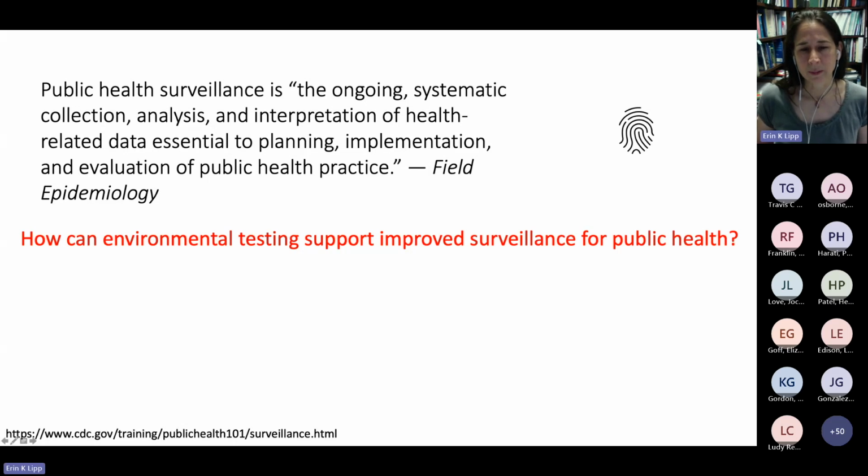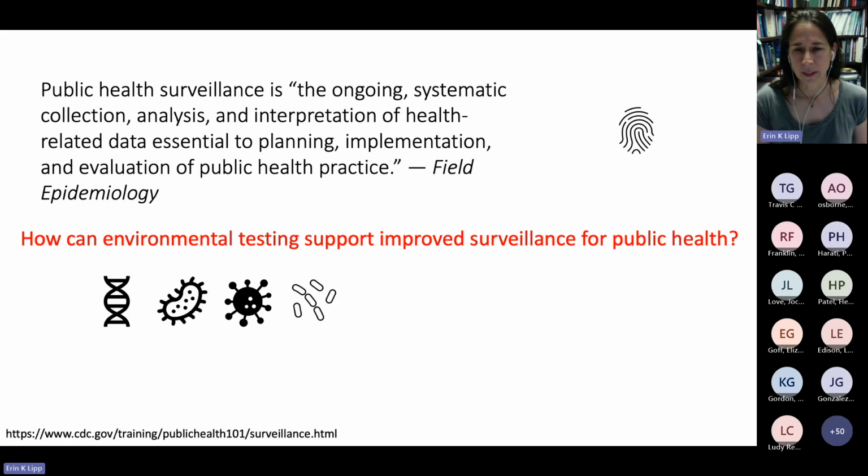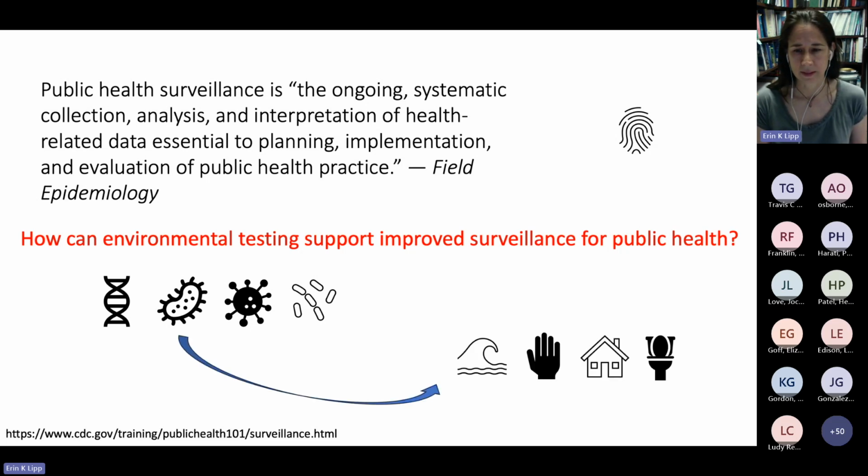When we're talking about wastewater surveillance and environmental surveillance, it's really about how environmental testing can support and improve surveillance for public health. We have the ability to really see a lot of what's happening in our environment around us, including the diseases that we may be dealing with. It's sort of like a health fingerprint that we leave in the environment. So this can be anything from using DNA and RNA, which is primarily what we do, but it can be looking for particular bacterial pathogens, viral pathogens, pharmaceuticals, many other types of markers that can be used in environmental testing.